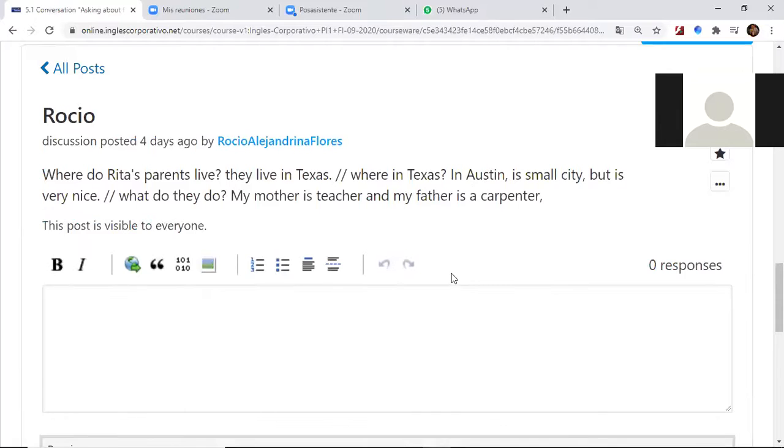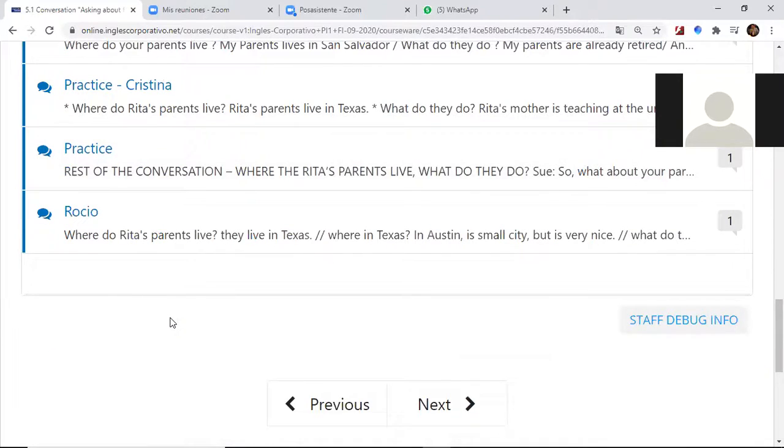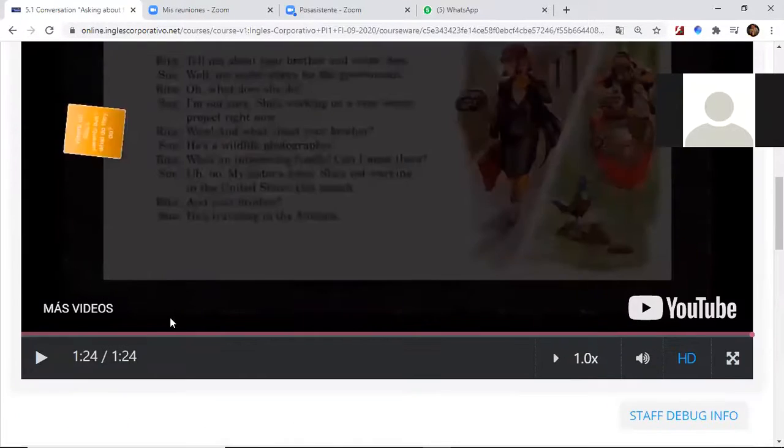And let's go and say, what do they do? My mother is a teacher and my father is a carpenter. Good. Teacher, the most beautiful profession in the world. Okay. Now, let's continue, right, Rosie? No more commentary, right? Okay, good.